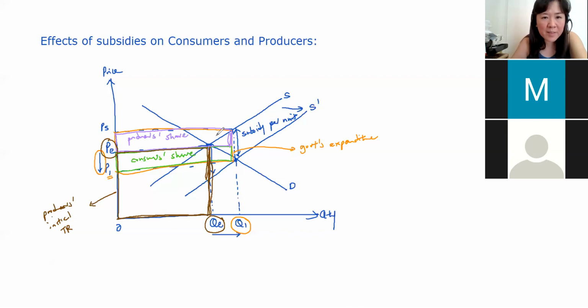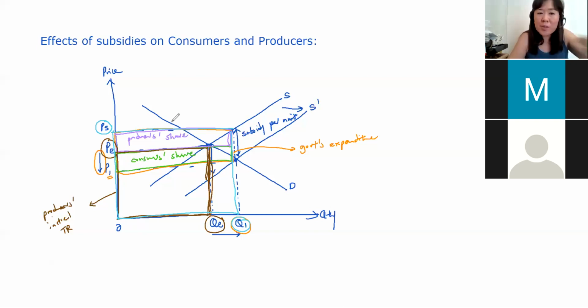But now, because the producers are receiving how much? They're receiving PS, and they're selling Q1. So this actually has the effect of raising their total revenue to PS times Q1, which is this whole area here. Got it? Okay, very good. And so how about the government?